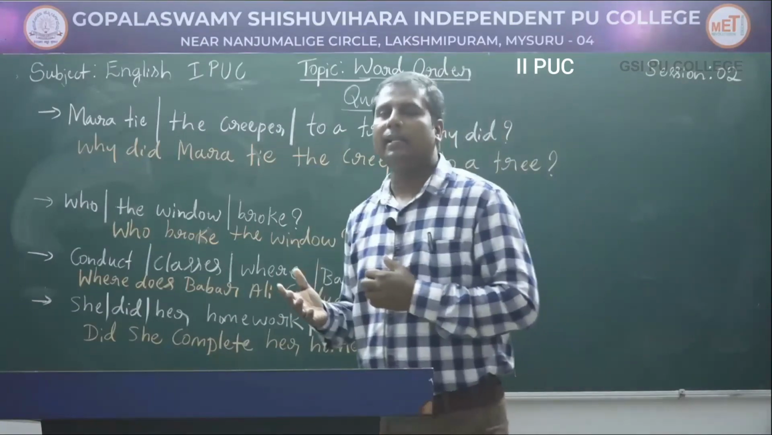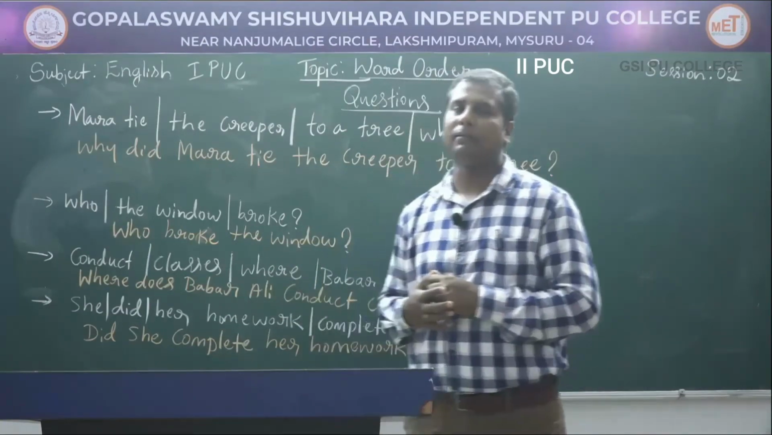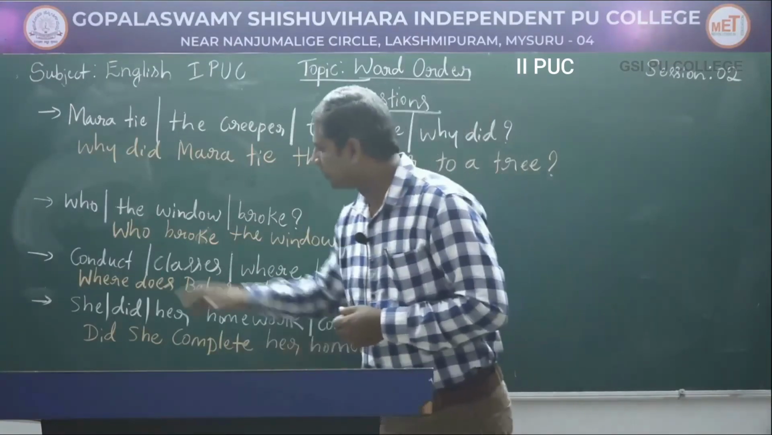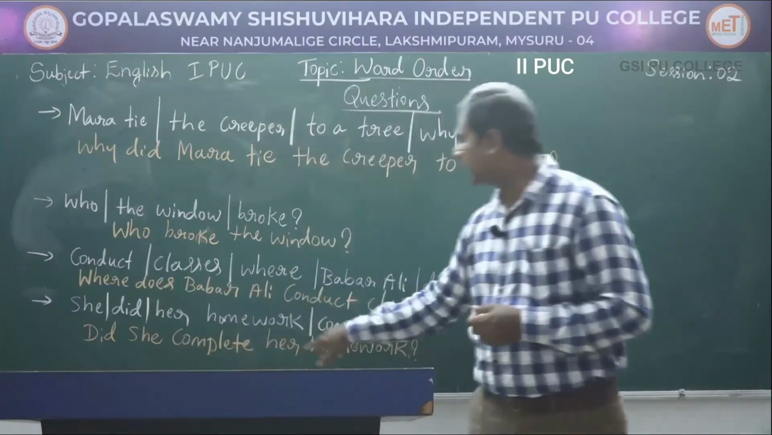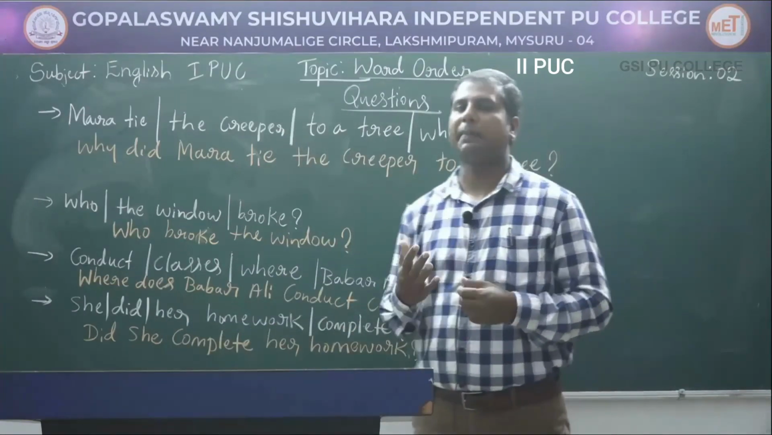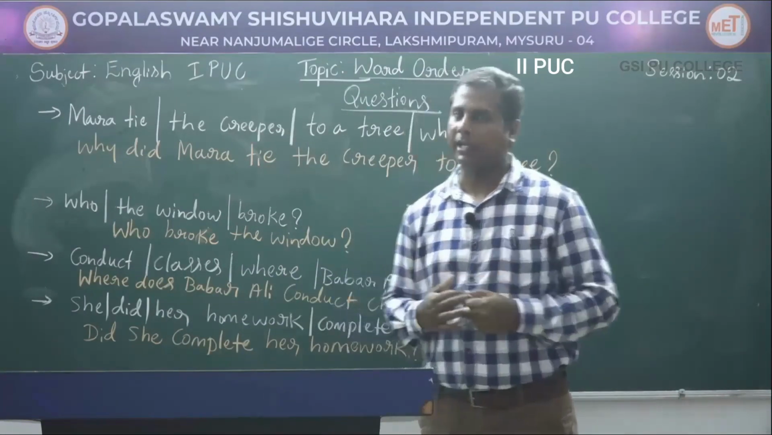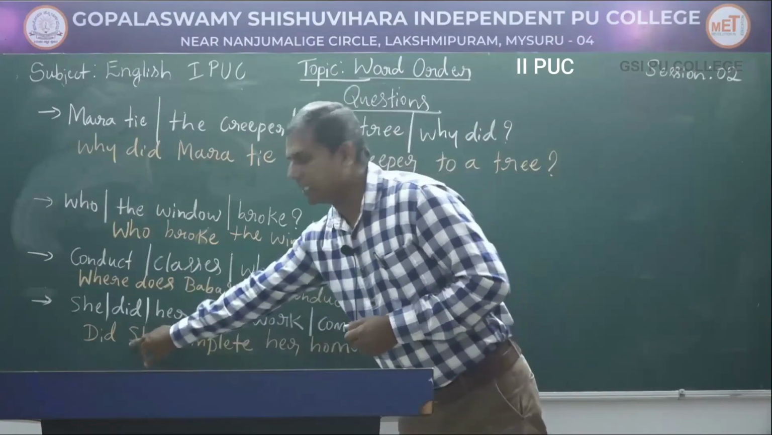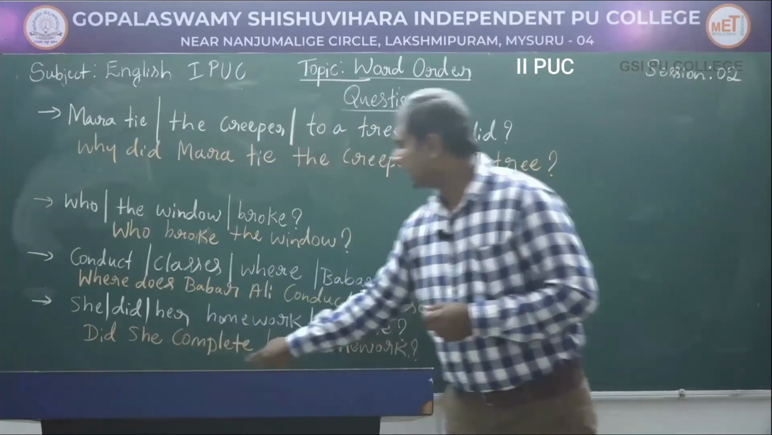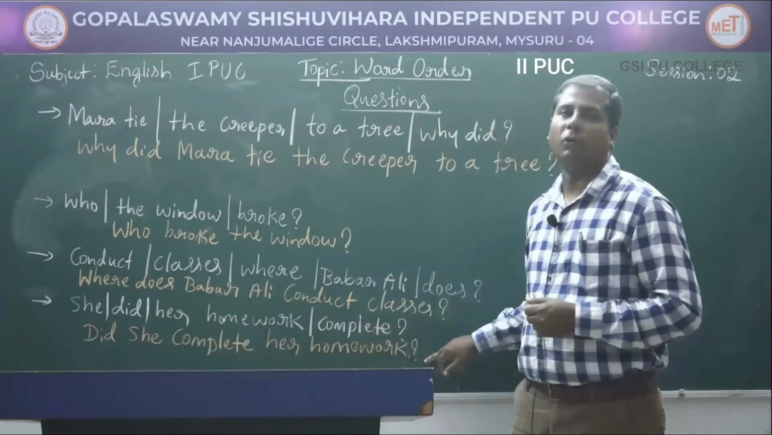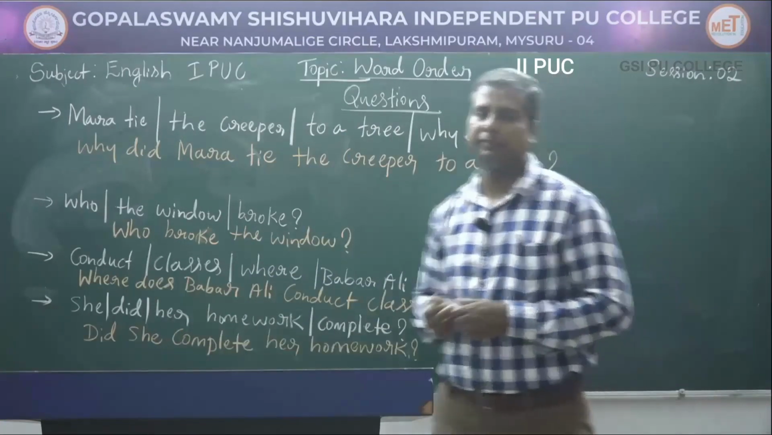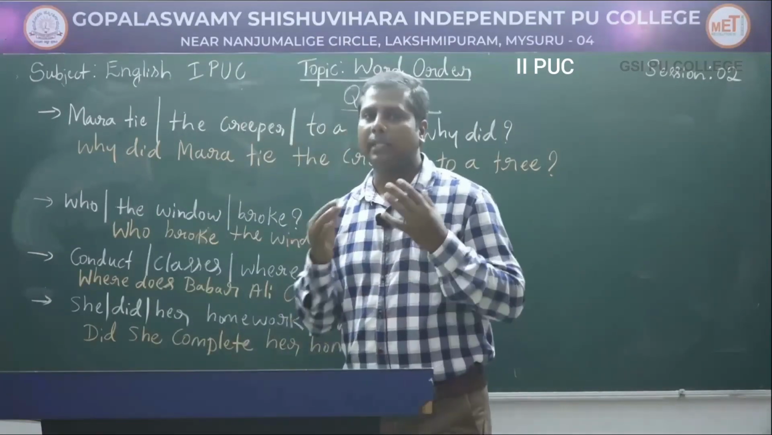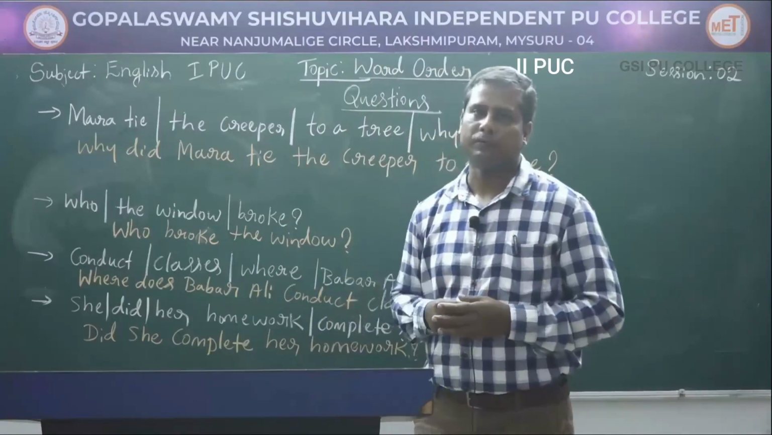And in the next sentence, we have words like she, did, her, homework, complete. We have already seen this example. So here you can see the yes or no type question. Did she complete her homework? So you can expect the answer yes or no here. So the correct word order is did she complete her homework, and a question mark at the end. For this question, the answer would be either yes or no.